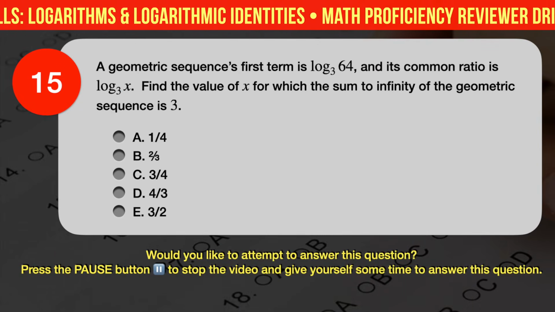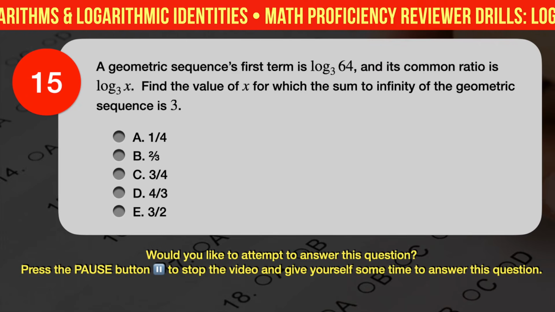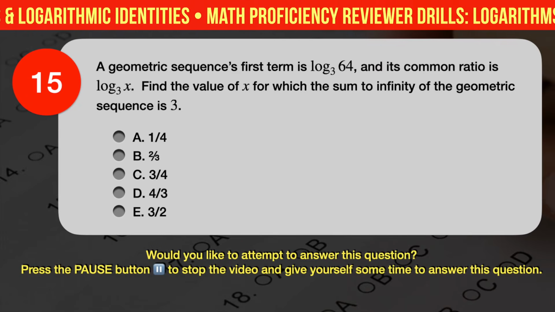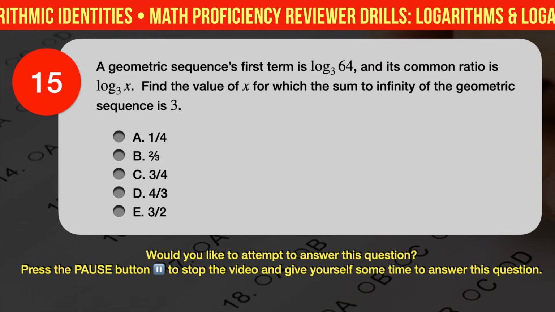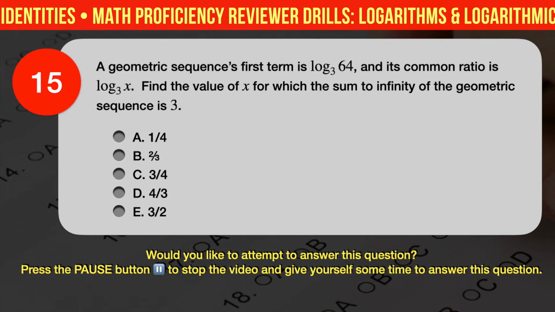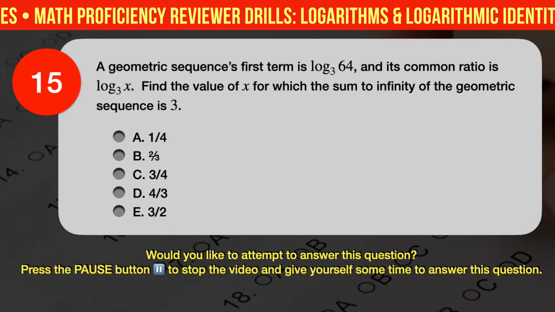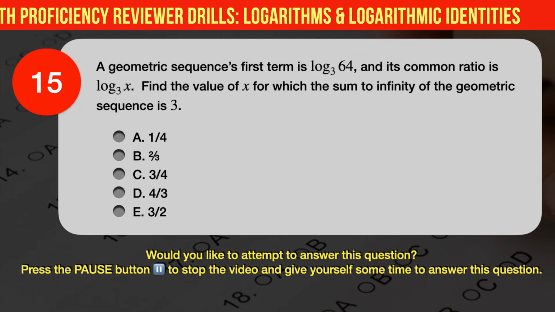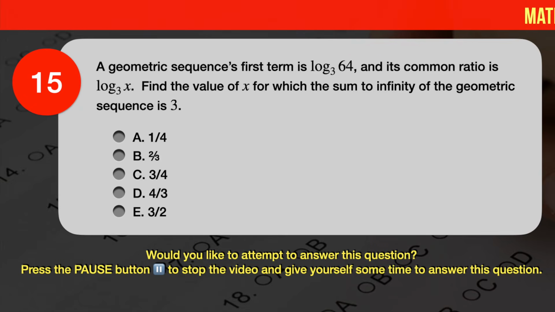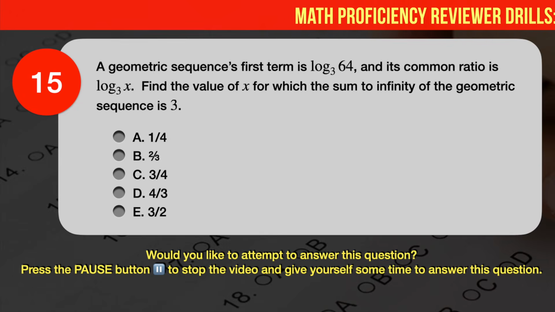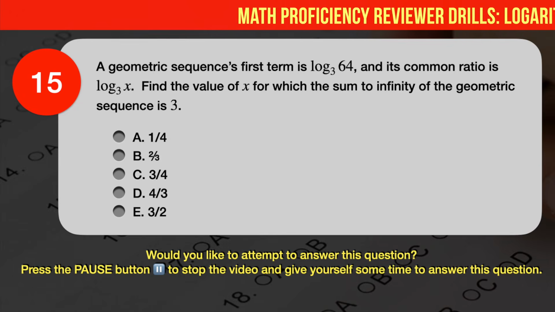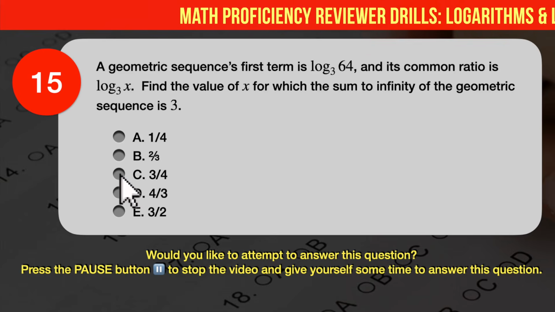Drill question number 15. A geometric sequence's first term is logarithm base 3 of 64, and its common ratio is logarithm base 3 of x. Find the value of x for which the sum to infinity of the geometric sequence is 3. A. 1/4. B. 2/3. C. 3/4. D. 4/3. E. 3/2. The correct answer is C.